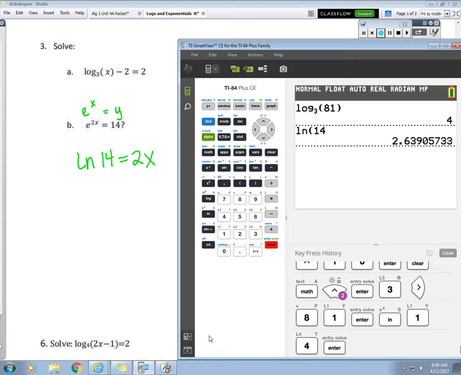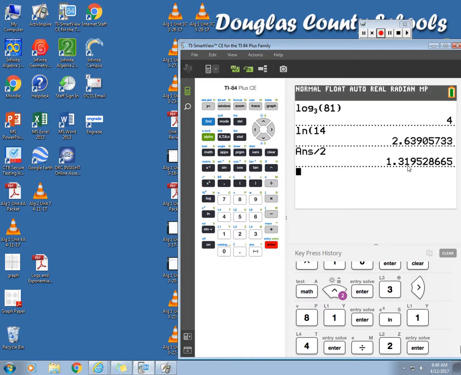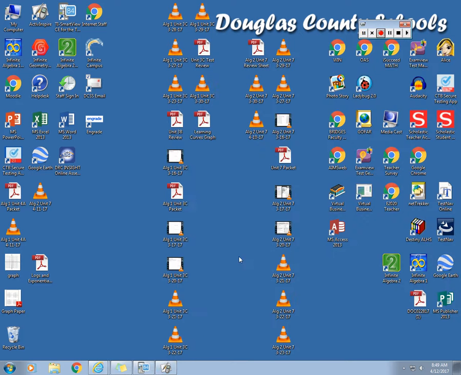And now what will we do to that number? Divide it by this 2. Okay, so basically we're dividing both sides by 2 in the calculator. And when we do that, you get 1.319, so like 1.32.